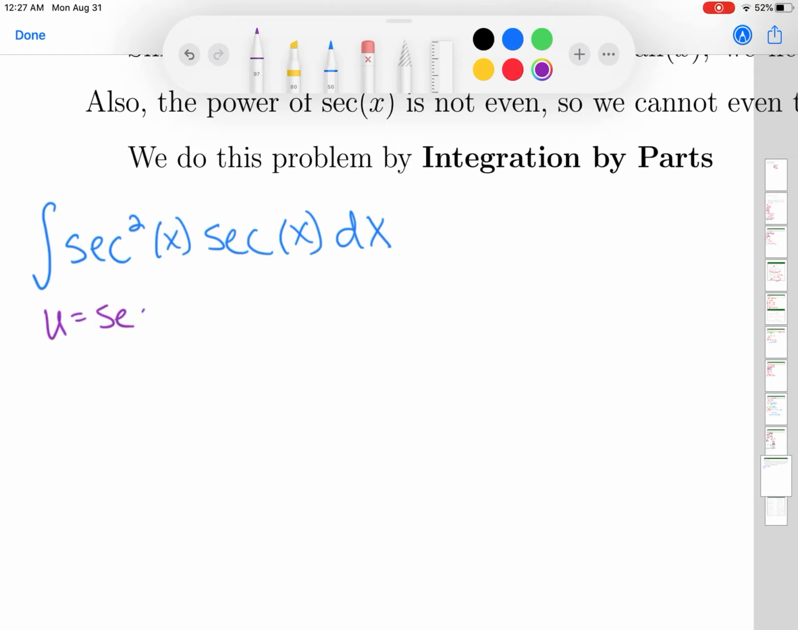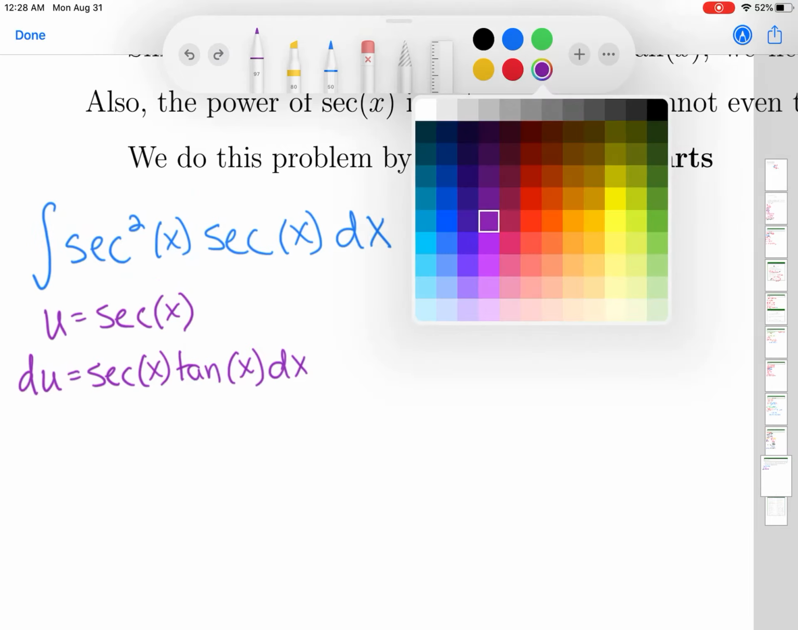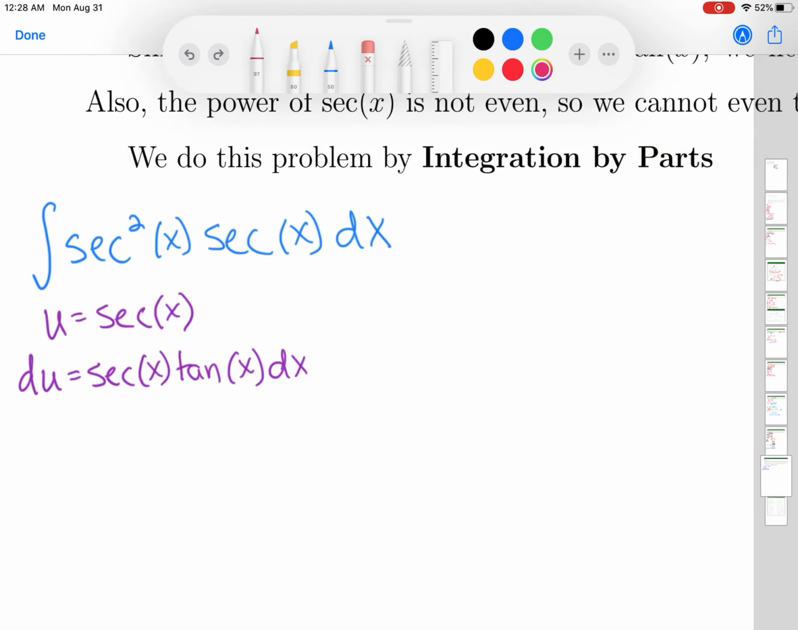I'm going to say that u is equal to secant x. And then the derivative of that, so du, is going to be secant x tangent x, and of course dx. Okay, having that said, what did we have left over? Well, this is what we have left over. We have secant x and we have dx, right? We have those left over from our original picking of the u and the dv. So that means that the dv is equal to the parts left over. The parts that are left over are secant squared x and our dx.